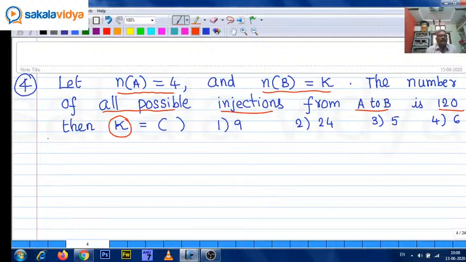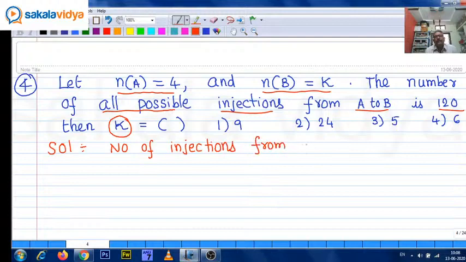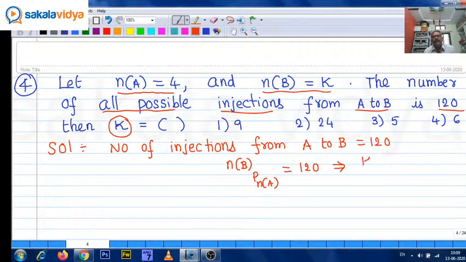So let us see the solution. The number of injections from A to B is given as 120. That means n of B P n of A, but one thing, n of B is greater than or equal to n of A, equals 120. That means k P 4 equals 120.